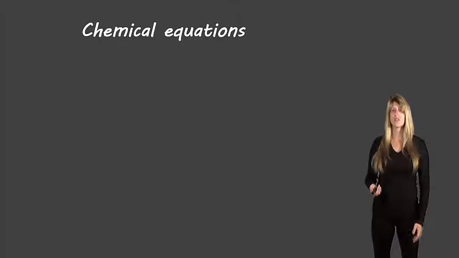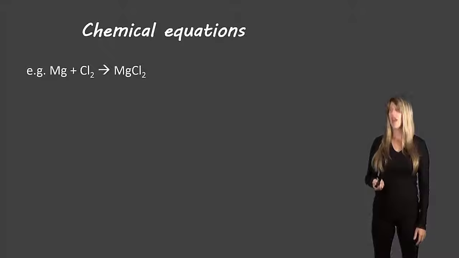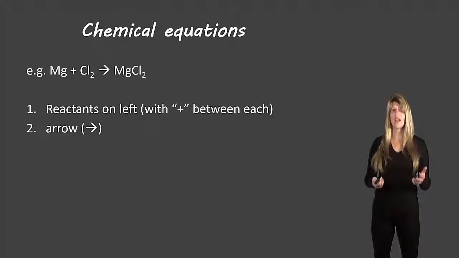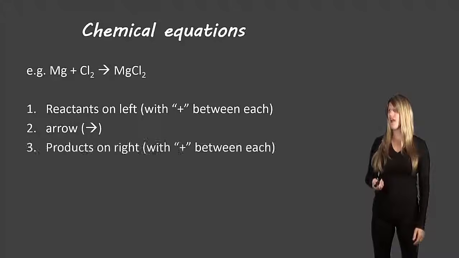What about the chemical equations? Here's an example. Mg plus Cl2 gives us MgCl2. So we write reactants, the symbols on the left. We write an arrow pointing in the direction from left to right. And then we write the products on the right with plus signs in between them.